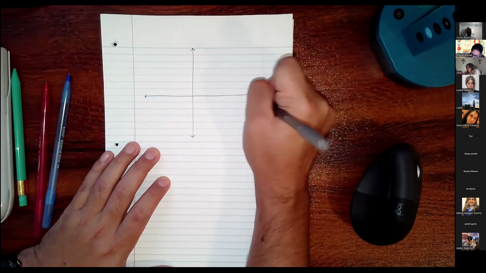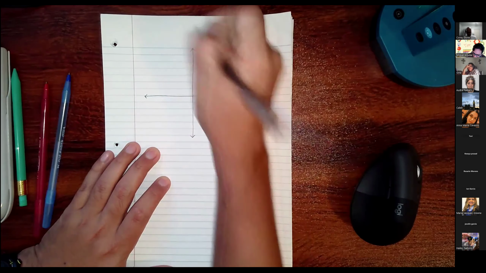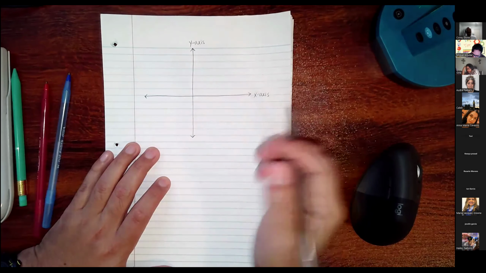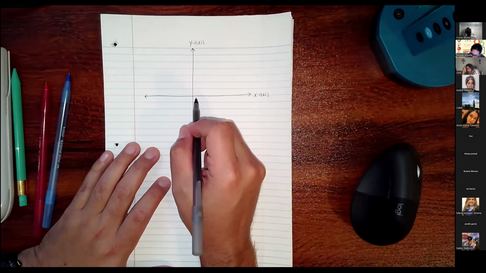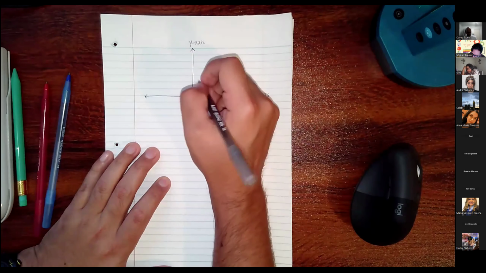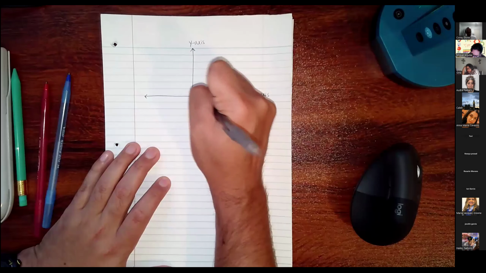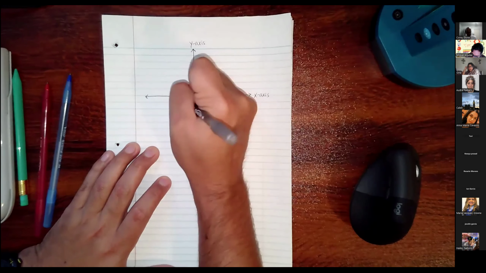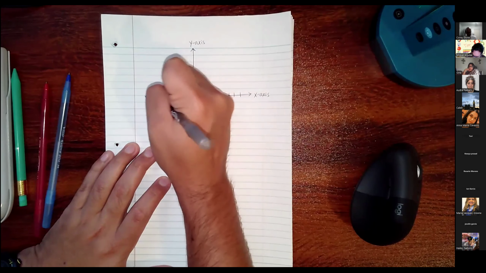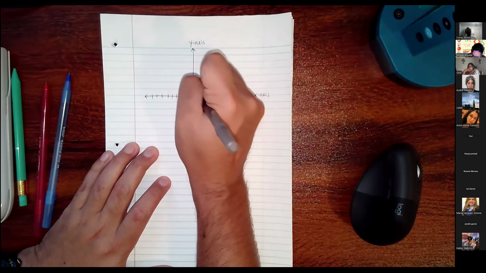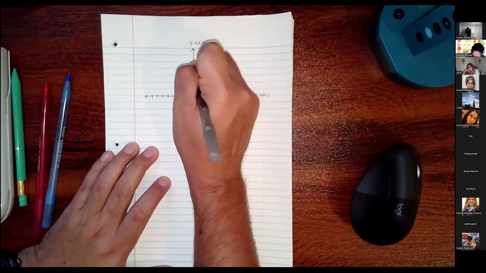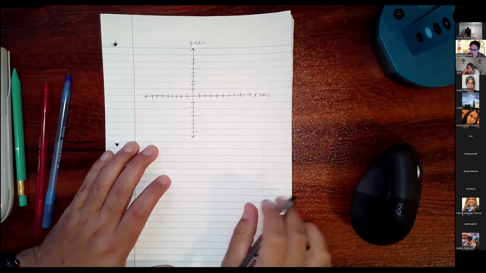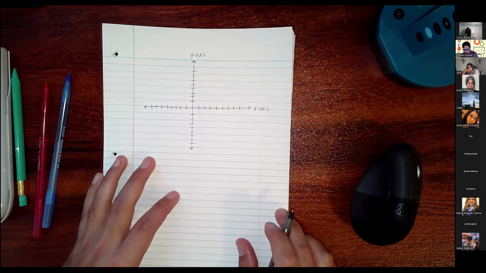Okay, so we have our x-axis. We have our y-axis. And I'm just going to go out like maybe like 5 or 8 units in each direction. So 1, 2, 3, 4, 5, 6, 7, 8 in each direction along both axes. Okay, it doesn't have to be perfect, just good enough. Okay.